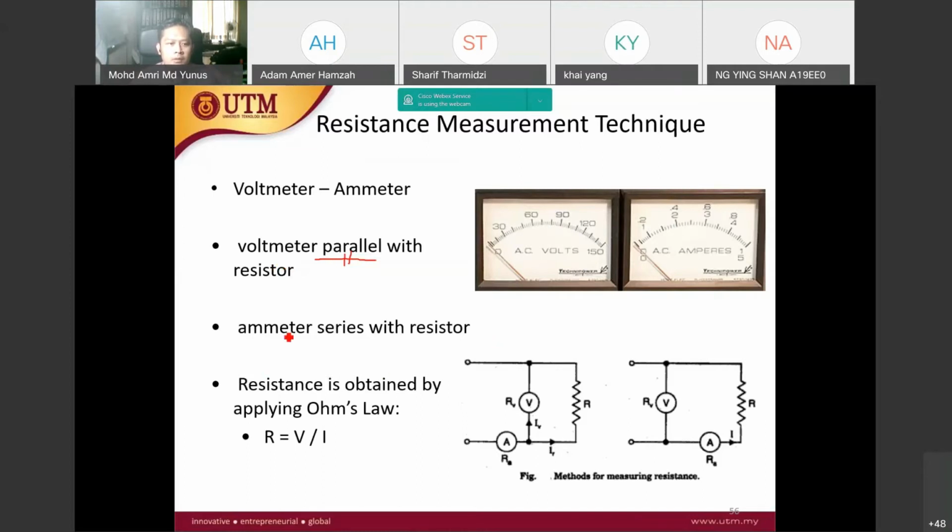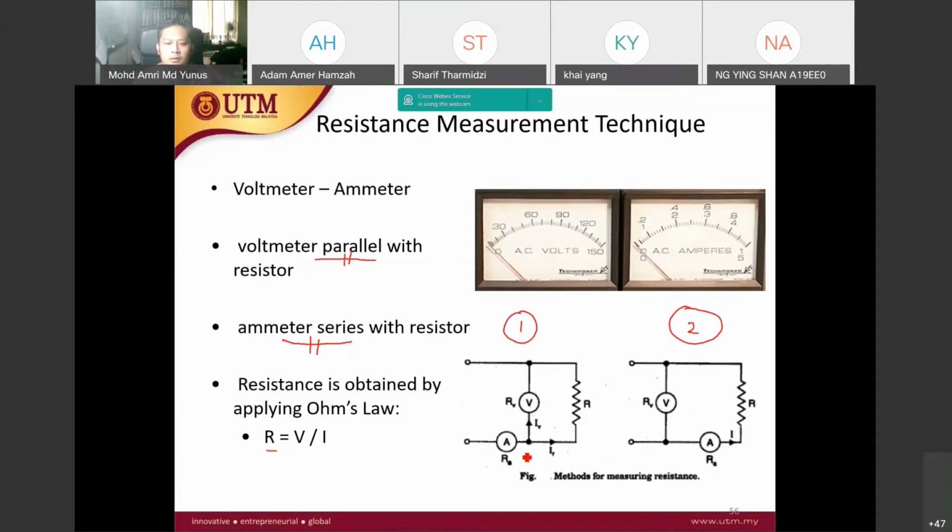And for the ammeter, we put it in series with the resistor that we want to measure the resistance value. Then we use Ohm's law, R equals V over I, to obtain the resistance value. These are the two ways, as you can see here at the bottom, to connect the combination of voltmeter and ammeter to measure resistance.